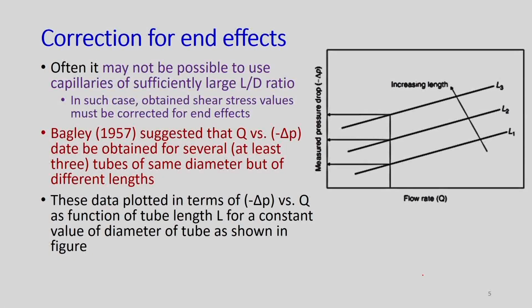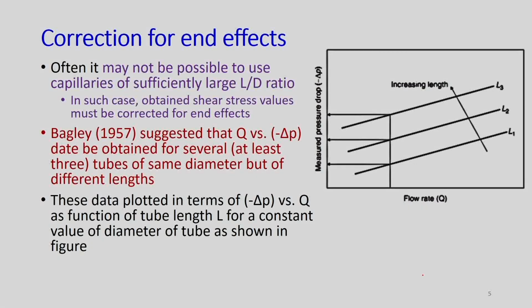First of all, whether some kind of effect, end effect or wall slip effect, whatever the source of error we are expecting, is existing or not, one has to check. How to check? When we do the capillary viscometer experiments, what information do we get? We get Q versus minus delta P information, and then by using tau W equals minus delta P by L times R by 2, and gamma dot equals 8 V by D, and V we can get from the volumetric flow rate divided by the cross-section area, right.